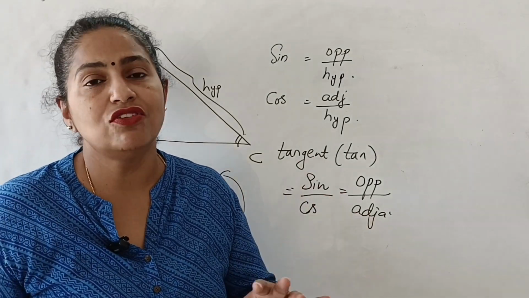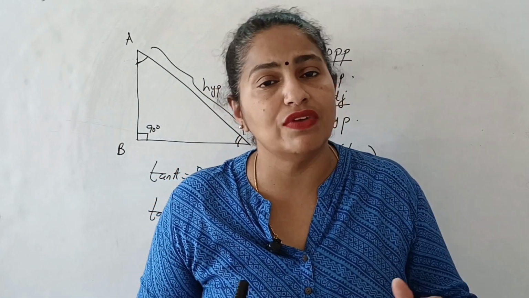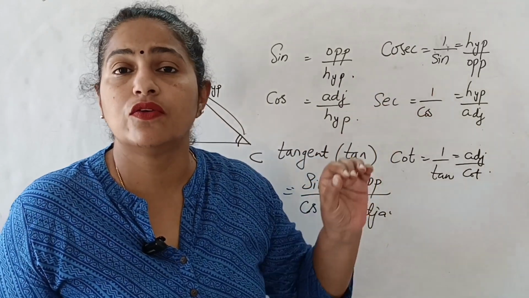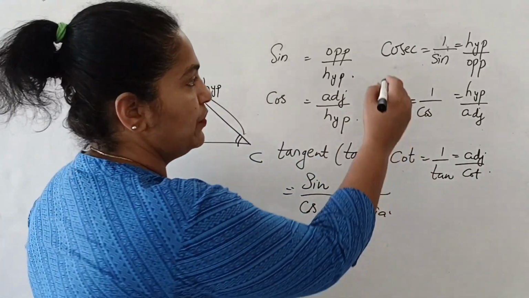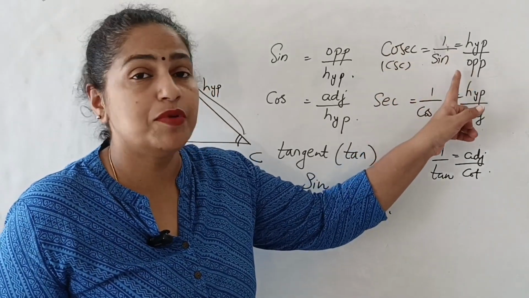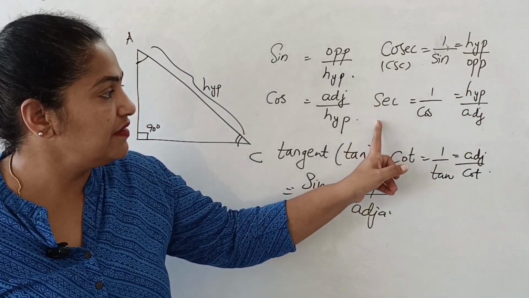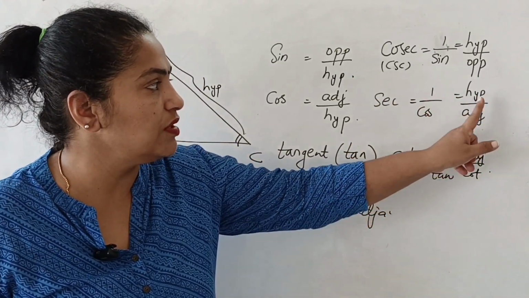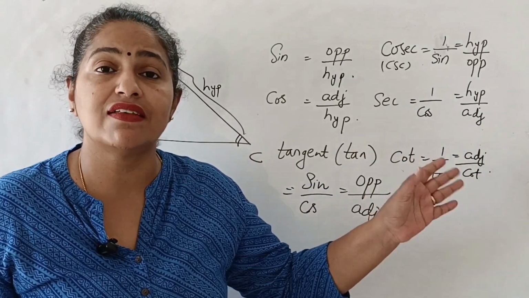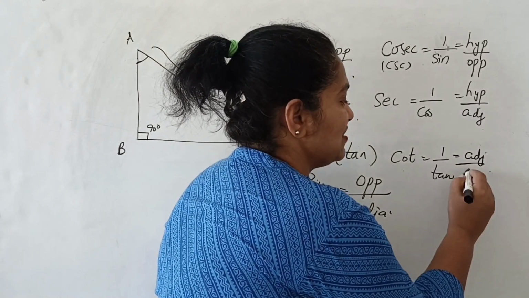Okay. Now let us do the remaining three ratios, which are actually reciprocals of the ratios we learned right now. The next trigonometric ratio is cosecant, or cosec. I told you can also write it as CSE. Cosecant is a reciprocal of sine, so it becomes hypotenuse by opposite side. Sec is a reciprocal of cos, it becomes hypotenuse by adjacent. And cotangent, or cot, is a reciprocal of tan, it becomes adjacent by opposite.